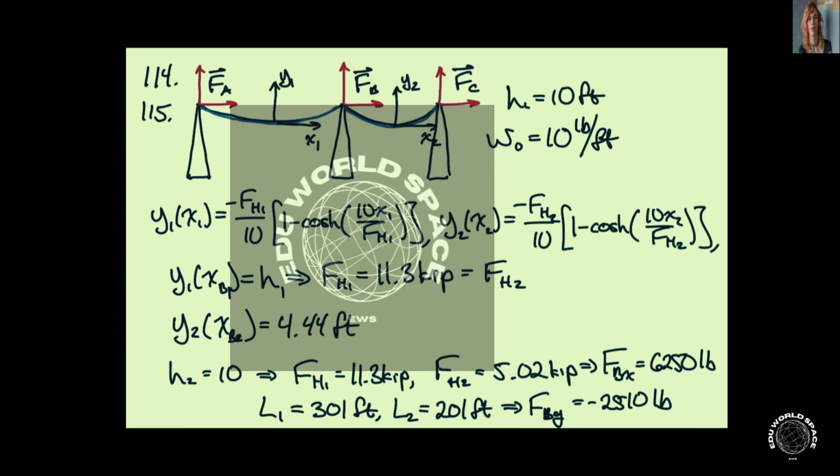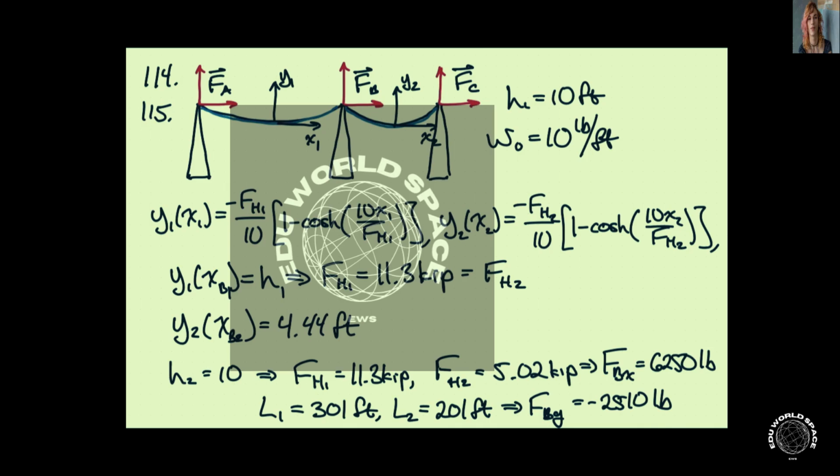So in problem 115, we're actually given what this is, and we're told that this is also now 10 feet. The height here is now 10 feet. And in this problem we want to determine the resultant vertical force on the cables exerted on this tower here. So now we're not going to have them equal and opposite here. So we can do all that. We can plug in.